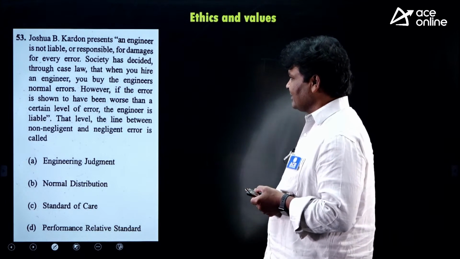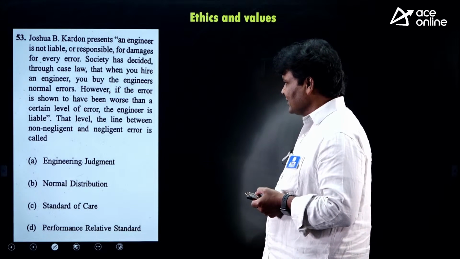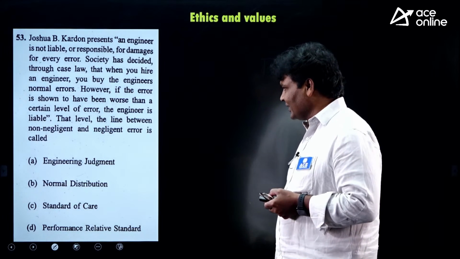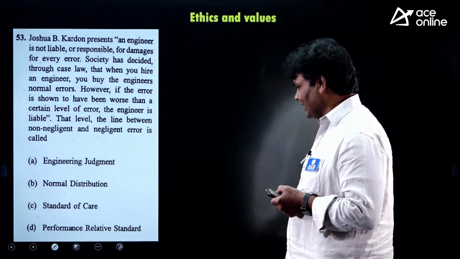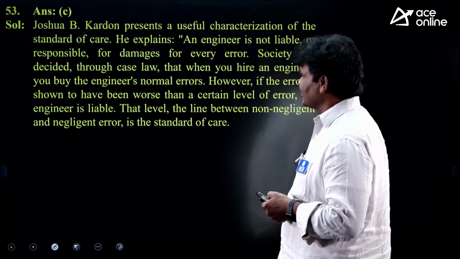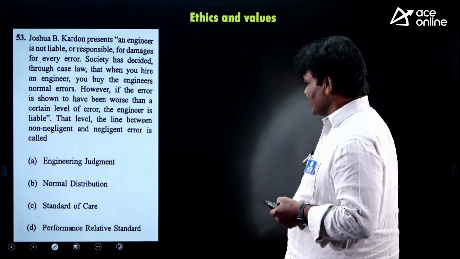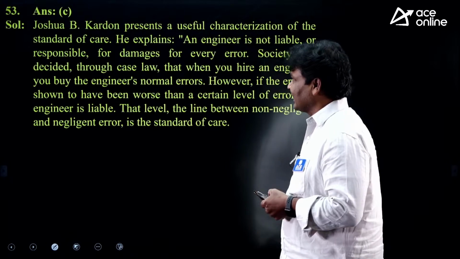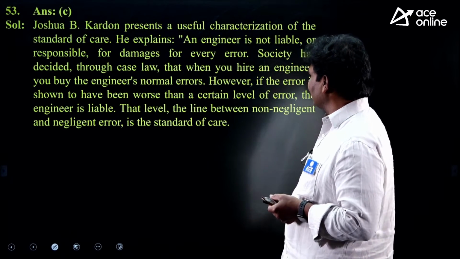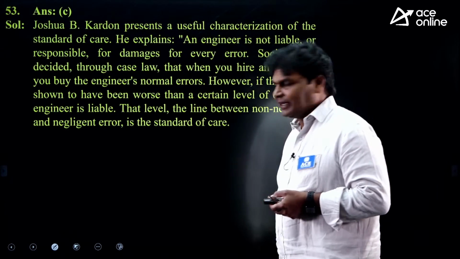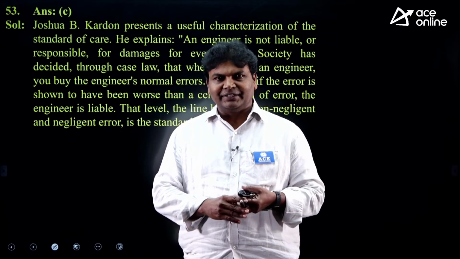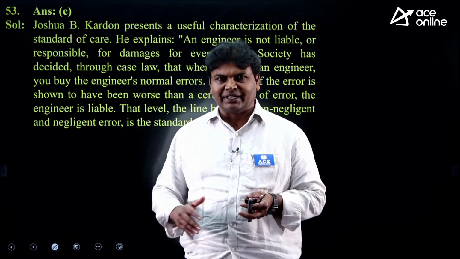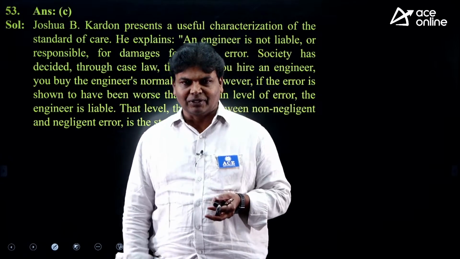That level, the line between non-negligent and negligent error, is called: is it an engineering judgment? Is it a normal distribution? Is it a standard of care? Performance relative standard? Definitely the answer is C, the standard of care. Joshua B. Cordon presents a useful characterization of this standard of care, students. I believe that all might have attempted the questions, and I wish all the best to those students who have attempted, and I pray that your answers are all right. God bless you and thank you.